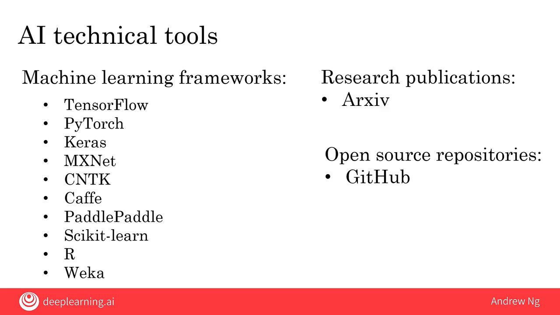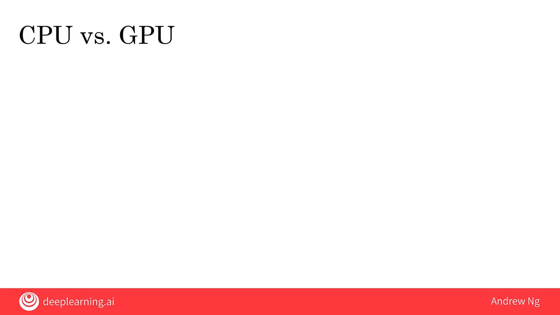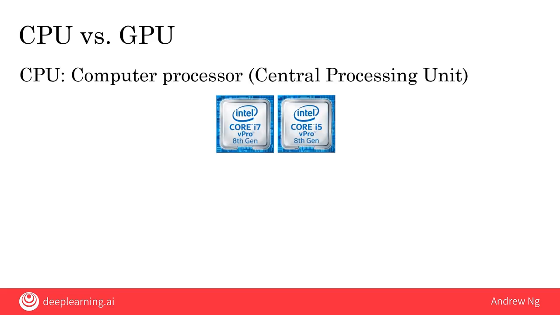In addition to these open source technical tools, you often also hear AI engineers talk about CPUs and GPUs. Here's what these terms mean. A CPU is the computer processor in your computer, whether it is your desktop, your laptop, or a compute server off in the cloud. CPU stands for Central Processing Unit, and CPUs are made by Intel and AMD and a few other companies. This does a lot of the computation in your computer.